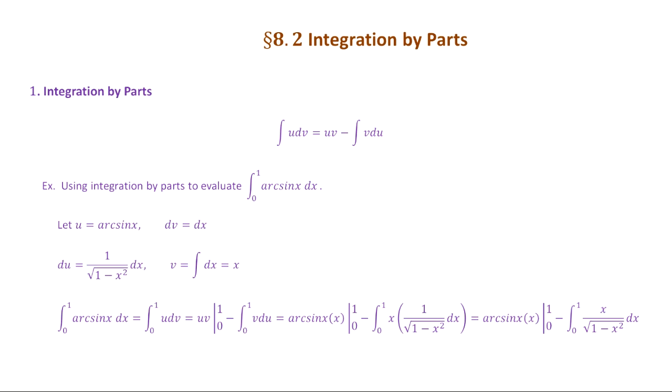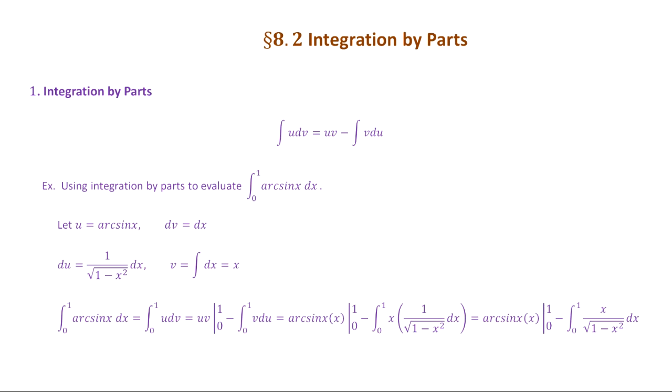So we only have one function, arc sine x, in here, so that has to be the u if you try to use integrating by parts. Okay, and then the other part, the dx, it must be dv, right? So very simple in this case, no choice.